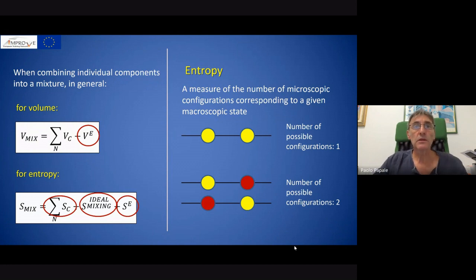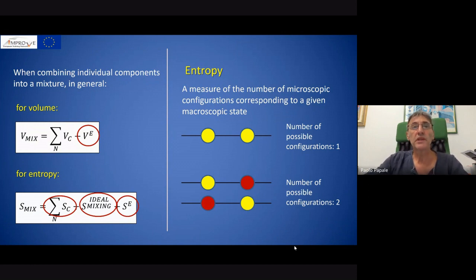Once again, this term is an ideal mixing term, meaning that it is not related to any attractive or repulsive forces between the components. Even if the components mix ideally, the ideal mixing entropy term arises, and that's the reason why it brings the term ideal in its name. Just because the different nature of the components in the mixture increases the number of microscopic states that correspond to a given macroscopic state of the system.